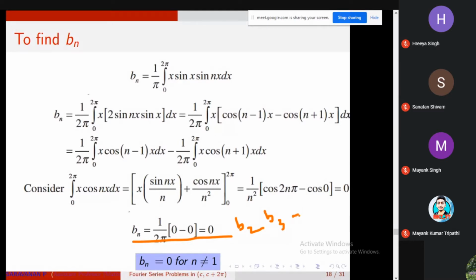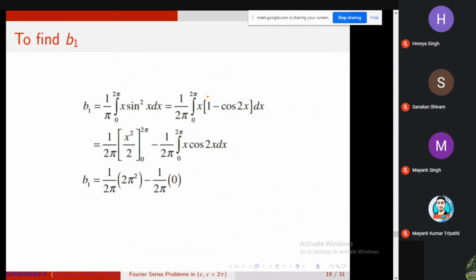We don't know b1. So next again we have to compute b1. It's very simple. To compute b1, substitute n equal to 1 in this bn formula. You will get x sin x, and if n equal to 1, you will get sin x. So your b1 will become x into sin square x. Then apply the formula for sin square x, that is 1 minus cos 2x divided by 2. 2 is a constant, take it out. Then split the integral.